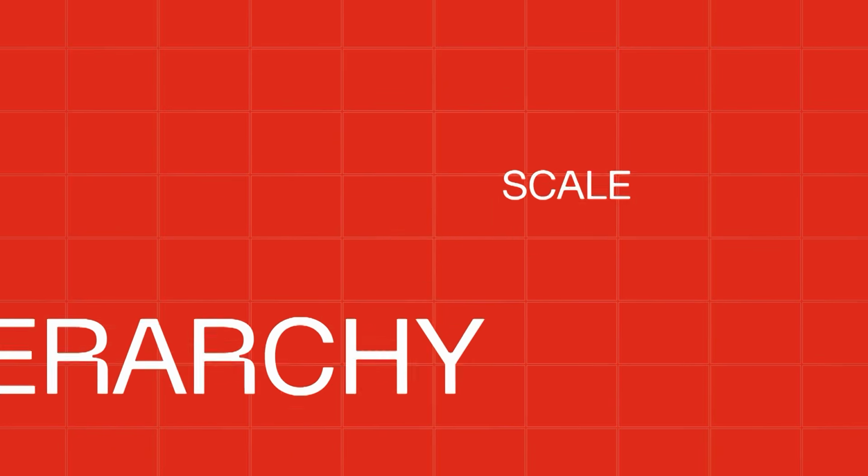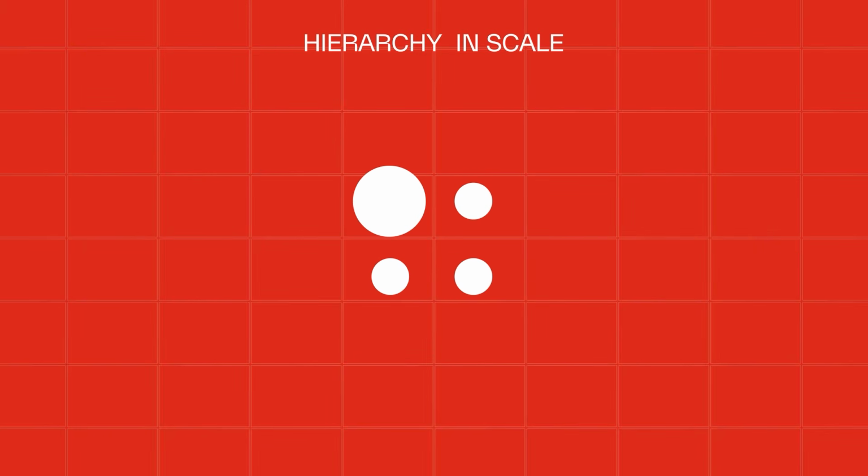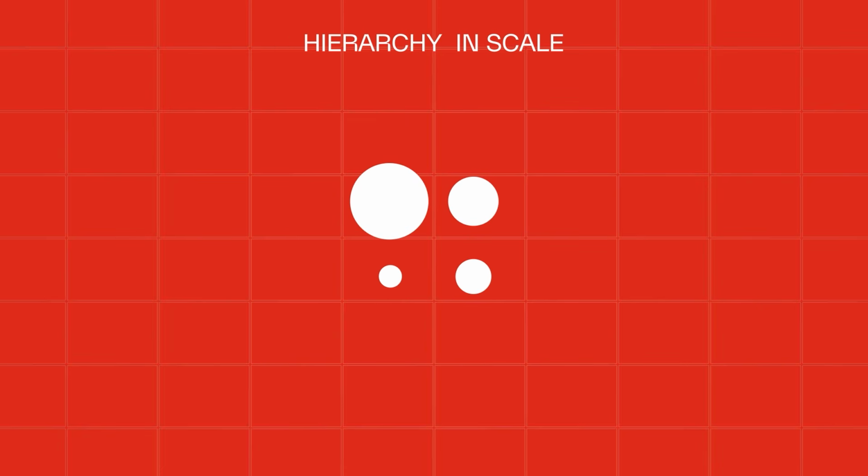First, let's look at hierarchy in scale. When we use scaling by reducing or increasing, you can see that this one shape is getting focus and the others are helping the shape to stand out. You can play around with the scale in hierarchy, like make two shapes bigger and two shapes smaller. Also make the shapes in different sizes, guiding our eyes from small to big.